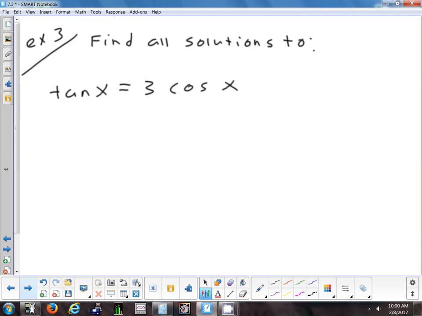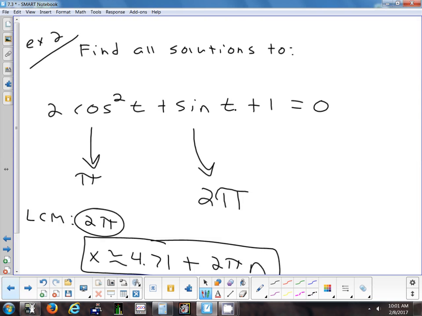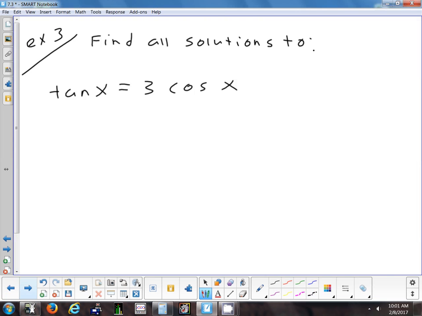Okay, the next one, Kyle already mentioned something we want to do to set it up more like this one. What do you think the first thing I'm going to do here is? Kyle? Set it equal to 0. We want to set it equal to 0. So, the way I'm doing it, I'm getting 0 on the right. So how would I move everything to the left? Yeah, so we got tangent x minus 3 cosine x.